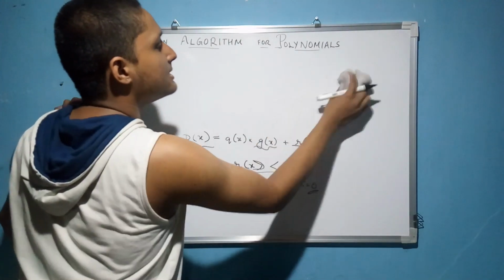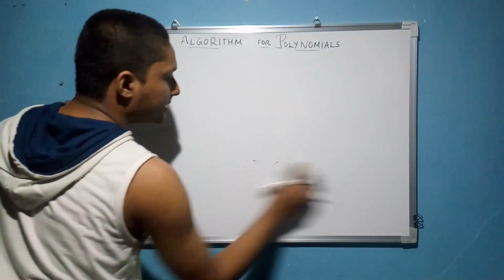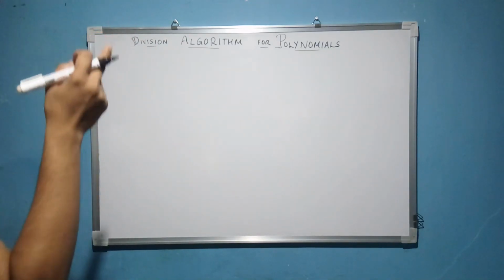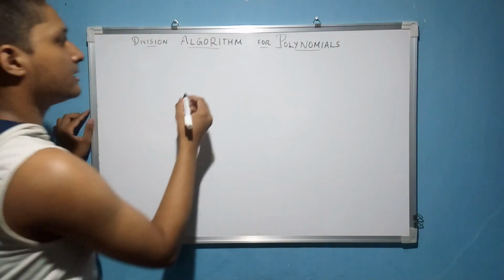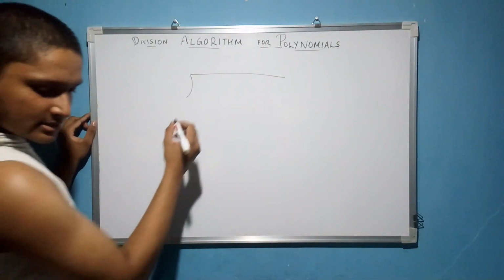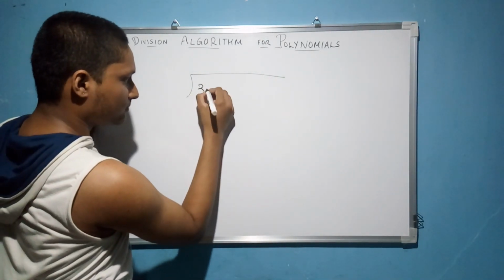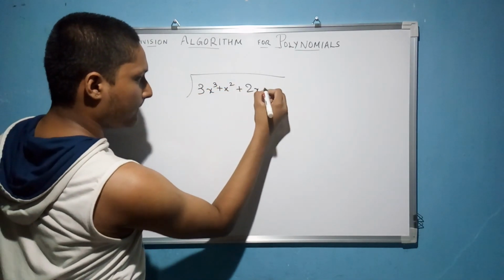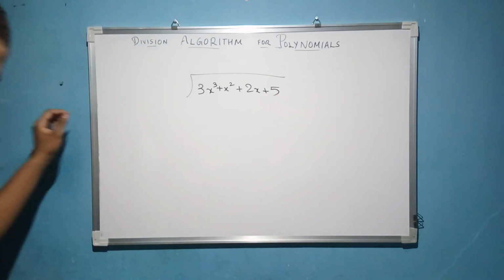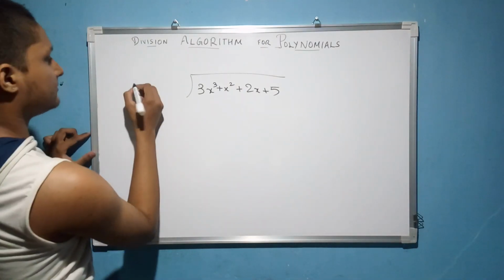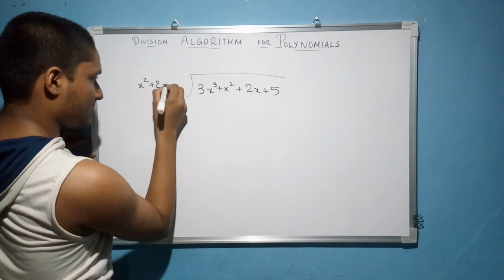Division of polynomials, you have already learned how to divide two polynomials. The condition for that is the degree of the dividend should be greater than the other one. So let me take the dividend 3x cube plus x square plus 2x plus 5. Now I should also get the divisor. The divisor is x square plus 2x plus 1.